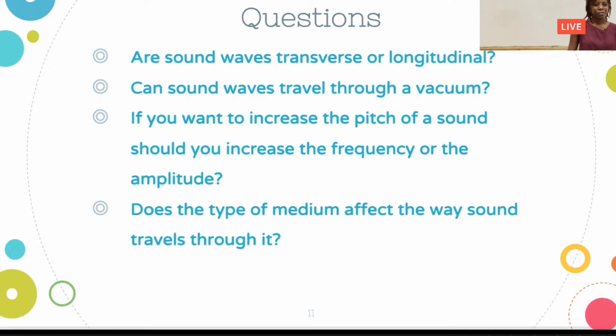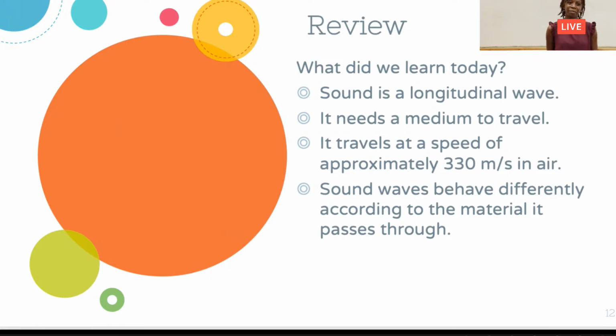All right, so we're getting ready to wrap up. So what did we learn today? You should have learned that sound is a longitudinal wave. You should have also learned that it needs a medium to travel, so it cannot travel through a vacuum.